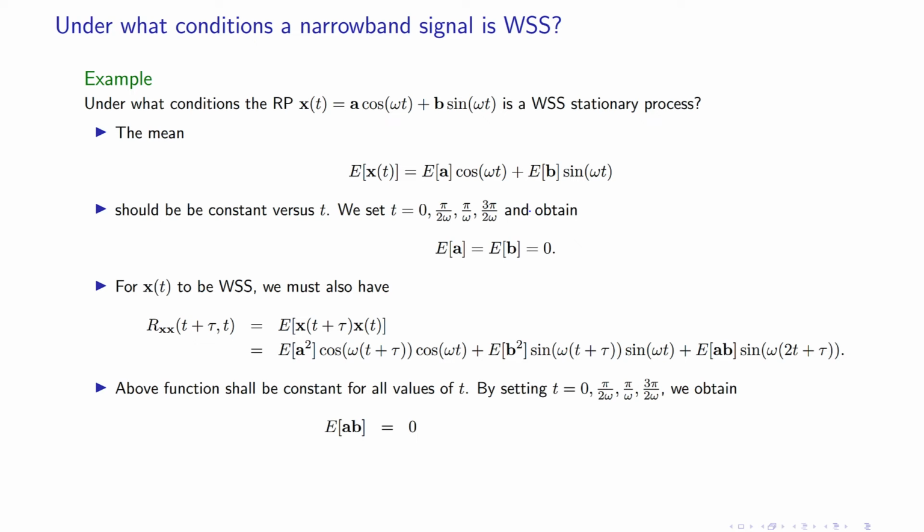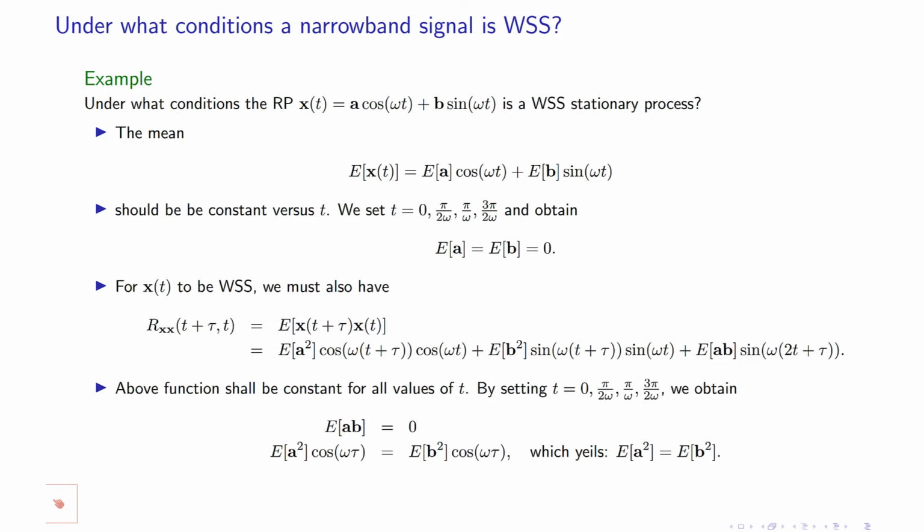So in that case, we could evaluate this function for the same values. So the cosine is 1, sine is 0, and so on. And then quickly conclude that all these 4 values obtained for these 4 values of time t should be equal to each other. In that case, you could conclude that these terms shall be 0, and the mean of A squared and the mean of B squared also should be equal to each other.